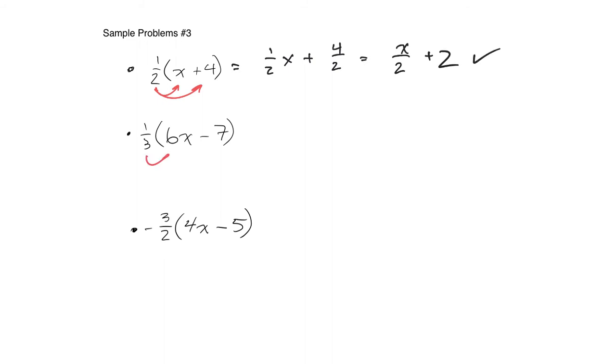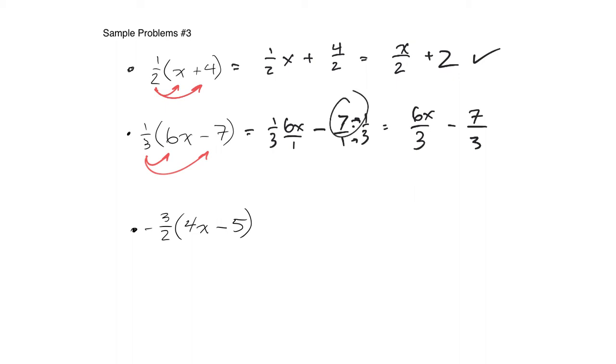Here I have 1/3 times parentheses 6x minus 7. So I distribute, I have 1/3 times 6x minus 7 times 1/3. I'm writing this differently so you can see. That's 6x over 3 minus 7 over 3, because this is 7 over 1. I multiply straight across. A whole number can be written as a fraction with that whole number on the top and a 1 in the denominator. I can simplify 6x divided by 3. That gives me, that's a 2. 2x minus 7/3, and I'm done.